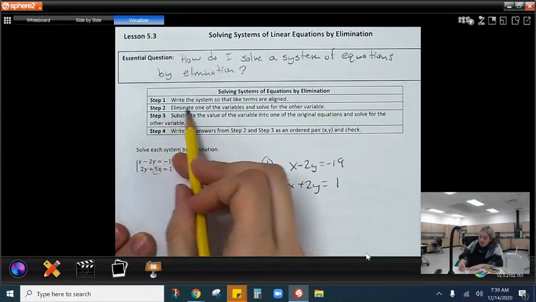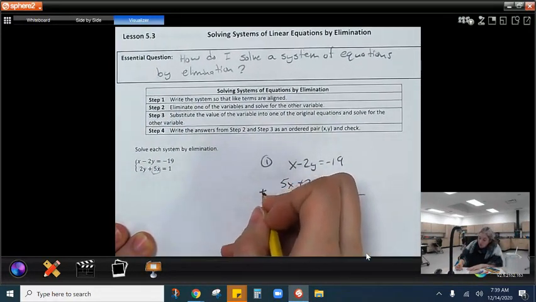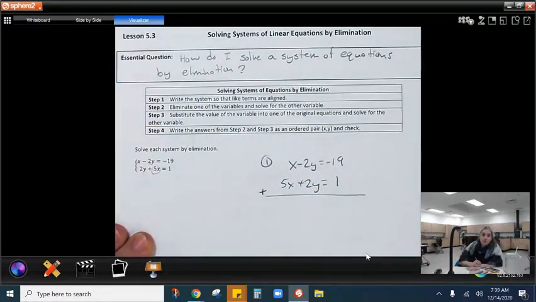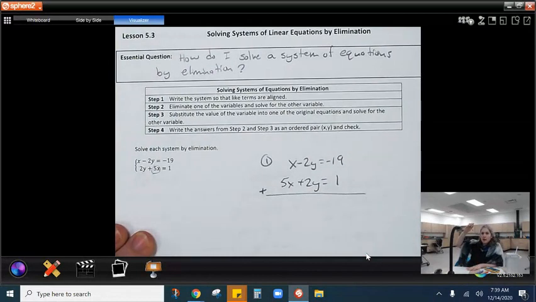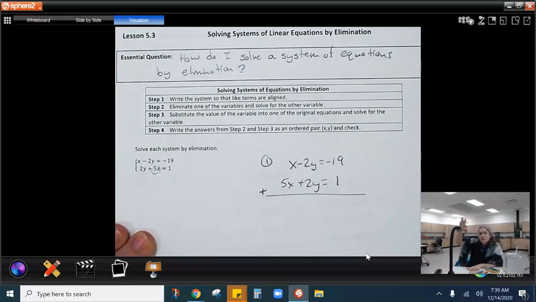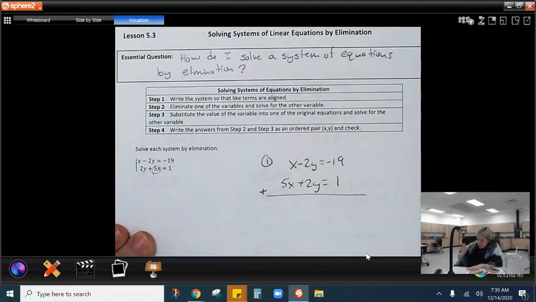The second step says to eliminate one of the variables and solve for the other one. So here's what I mean. I want you to literally add them together, okay? Like you're doing math back in second grade or whatever, when we had to line up the tens and the ones and the hundreds column and then add them. That's all we're going to do. We're just going to add like terms. We're going to combine them and see what we get.